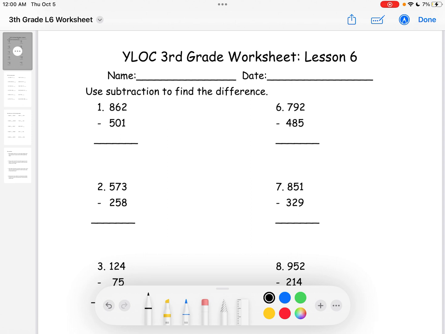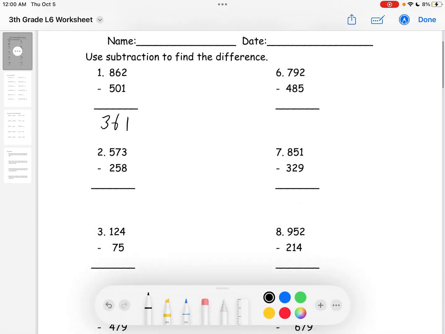Today we'll be using subtraction to find the difference. First, we'll start off with number 1, 862 minus 501. 2 minus 1 is 1, 6 minus 0 is 6, 8 minus 5 is 3, so the answer to question 1 will be 361. We'll move on to number 2 right here, which is 573 minus 258.